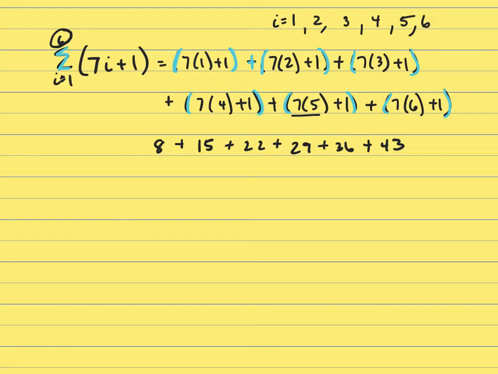I grab my calculator. 8, 15, 22, 29, 36 plus 43. That gives me a sum of 153. That's your answer.